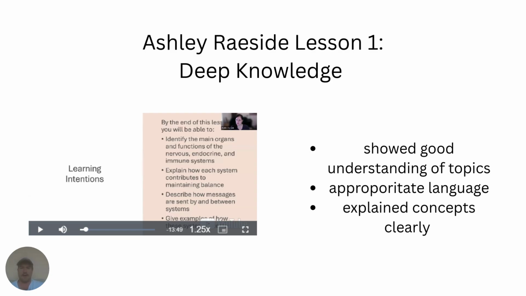So overall, I thought Ashley demonstrated a really strong understanding of the middle years pedagogies and the quality teaching model. My focus for this feedback will be around deep knowledge, connectedness, and a couple of considerations for the future, as per the feedback sheet that she provided.